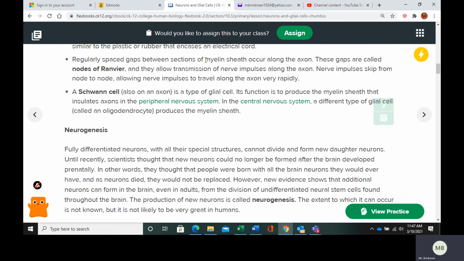Regularly spaced gaps between these sections of myelin are called nodes of Ranvier. They allow the transmission of nerve impulses along the axon, and nerve impulses can skip from node to node. Okay, this allows for faster travel. A Schwann cell is going to produce the myelin sheath that insulates the axons in the peripheral nervous system. All right, in the central nervous system, there's a different type of glial cell that produces myelin sheath.